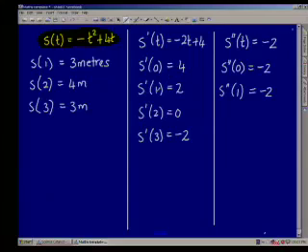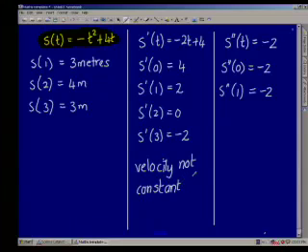Can you see that by substituting in a 0, my initial velocity is 4. At 1 second, it's 2. At 2 seconds, my velocity is 0. At 3 seconds, my velocity is minus 2. Can you see that my velocity is not constant? It's going 4, 2, 0, minus 2.